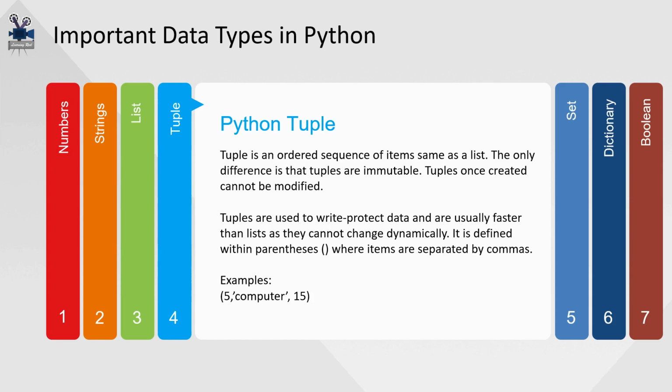You can access tuple items by referring to the index number. Again, the word index keeps coming up, right? So we'll learn about it. Inside the square brackets, you can use negative indexing, meaning beginning from the end. -1 refers to the last item, -2 refers to the second last item, and so on, right?